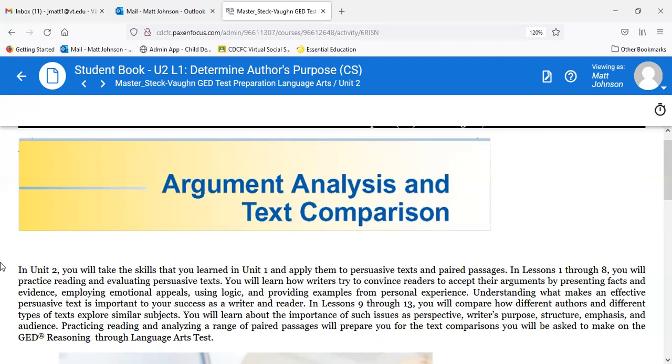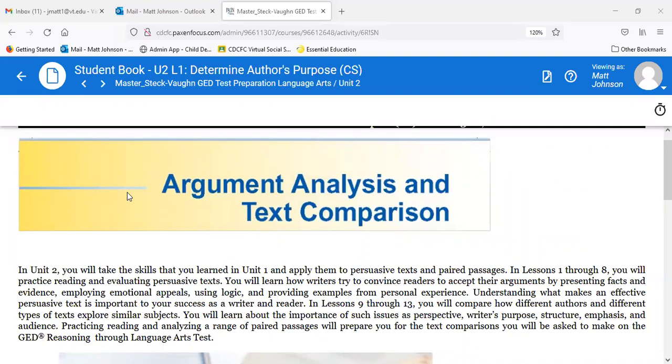In lessons 9 through 13, you will compare how different authors and different types of text explore similar subjects. You will learn about the importance of such issues as perspective, writer's purpose, structure, emphasis, and audience. Practicing reading and analyzing a range of paired passages will prepare you for the text comparisons you will be asked to make on the GED Reasoning Through Language Arts test.